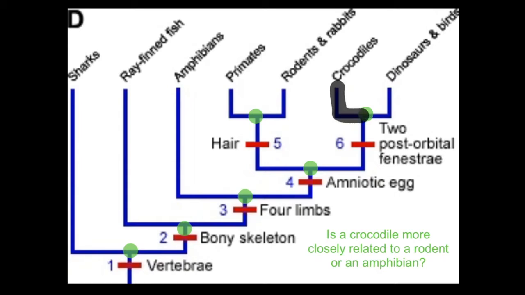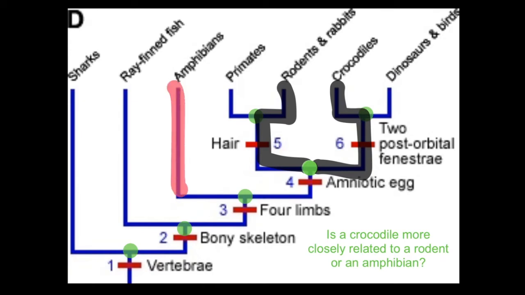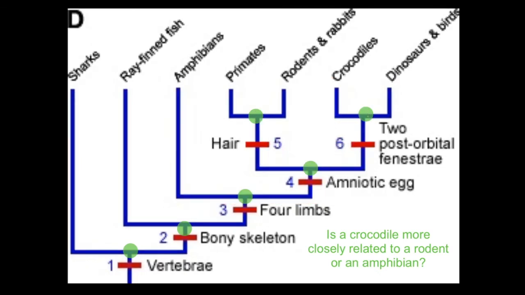So we can trace back our crocodiles and rodents and find that they have a common ancestor, or a node, here. As we look at crocodiles and amphibians, we see that their common ancestor is all the way back here. So from this we learn that crocodiles are more closely related to rodents than amphibians. Let's look at the next question.